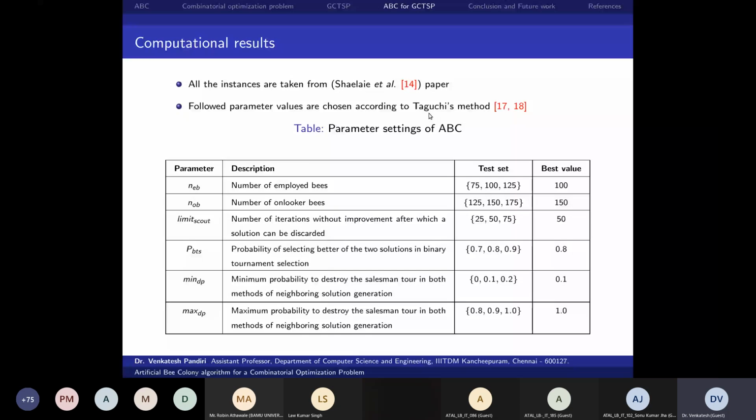He is a researcher from the telecommunication networks area. He proposed a very interesting method for tuning the parameters. So by using that method, I tuned all these parameters.